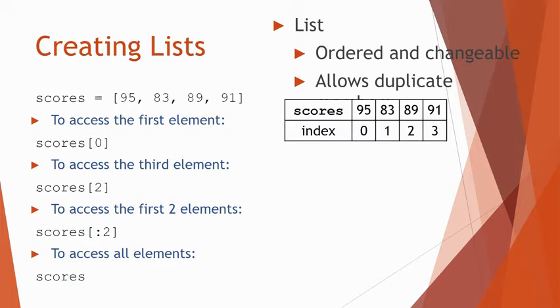To create a list, you simply give it a name, for example, scores. You set it equal to brackets with some elements. Here's a list of 4 integers.